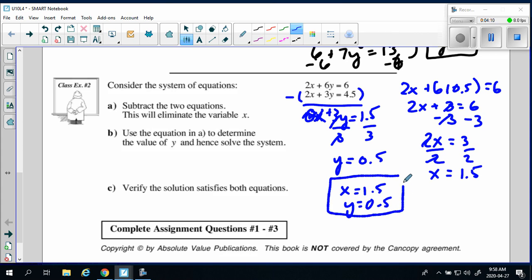So the moral of the story is, when you are choosing whether you add or subtract, you want to be strategic because you're trying to make one of your variables disappear. So you want to look for a matching term, and then you either add or subtract it based on whether that one will disappear or not.